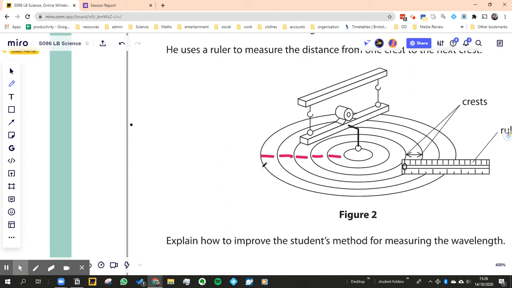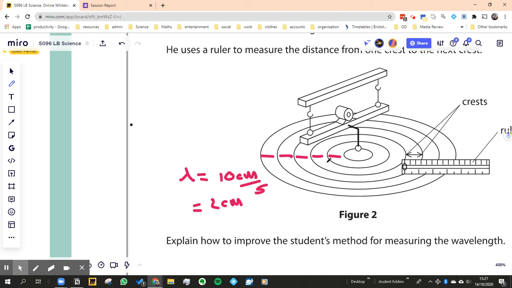Let's say that I got a ruler and I measured 10 centimeters. Then the wavelength is going to be 2 centimeters, because it's 10 divided by 5. So the wavelength, which is this symbol here, is 10 centimeters divided by 5, if that's 10 centimeters. And then I'd get the answer of 2.